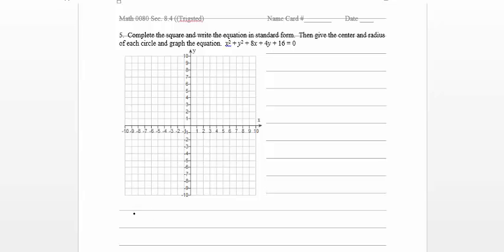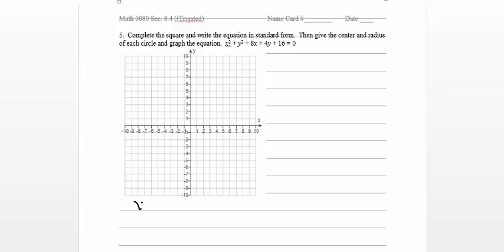This problem is similar to problem 33 from section 8.4. We're given a circle equation in non-standard form, and we want to rewrite the equation in standard form. We also want to give the center and radius of the circle and graph the circle as well.